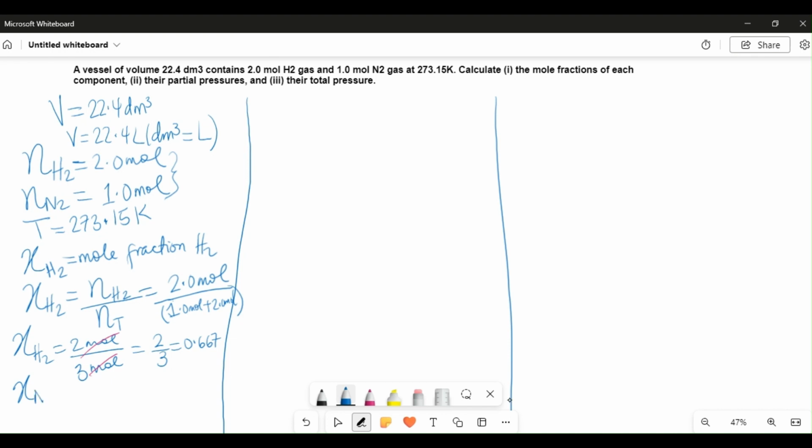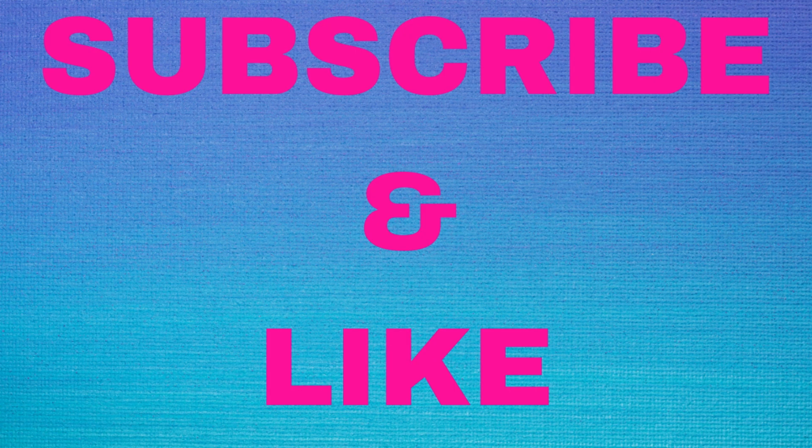Now we're going to replicate this for nitrogen gas. So X of N2 would be the number of moles of N2 gas divided by the total number of moles, which is 1 mole of N2 gas divided by 3 mole, the total number of moles. So what you end up with is cancel, cancel. So X N2 equals 1 over 3. Or you can simply say the mole fraction of nitrogen is 0.333. So that's it, and that's the answer. We've gotten that first one.